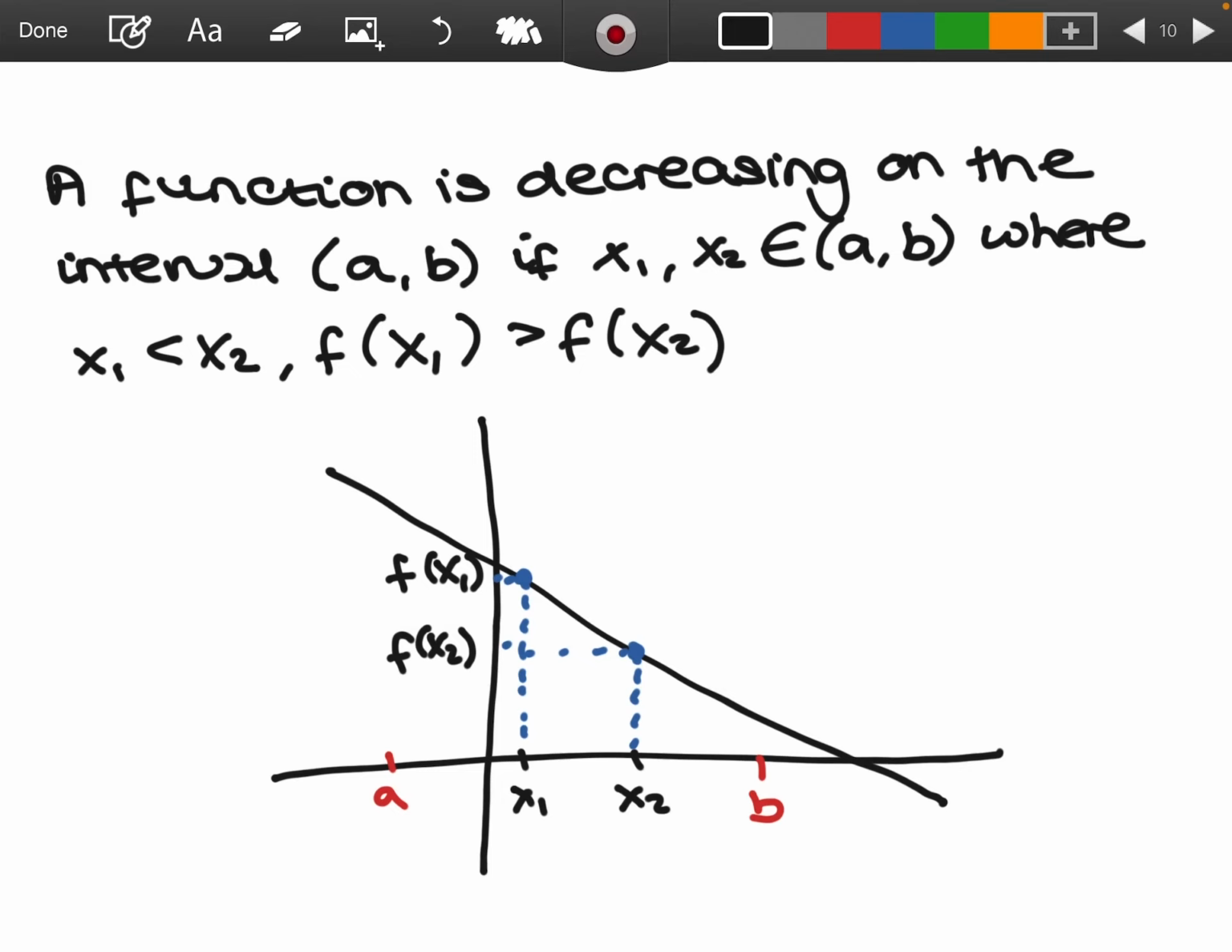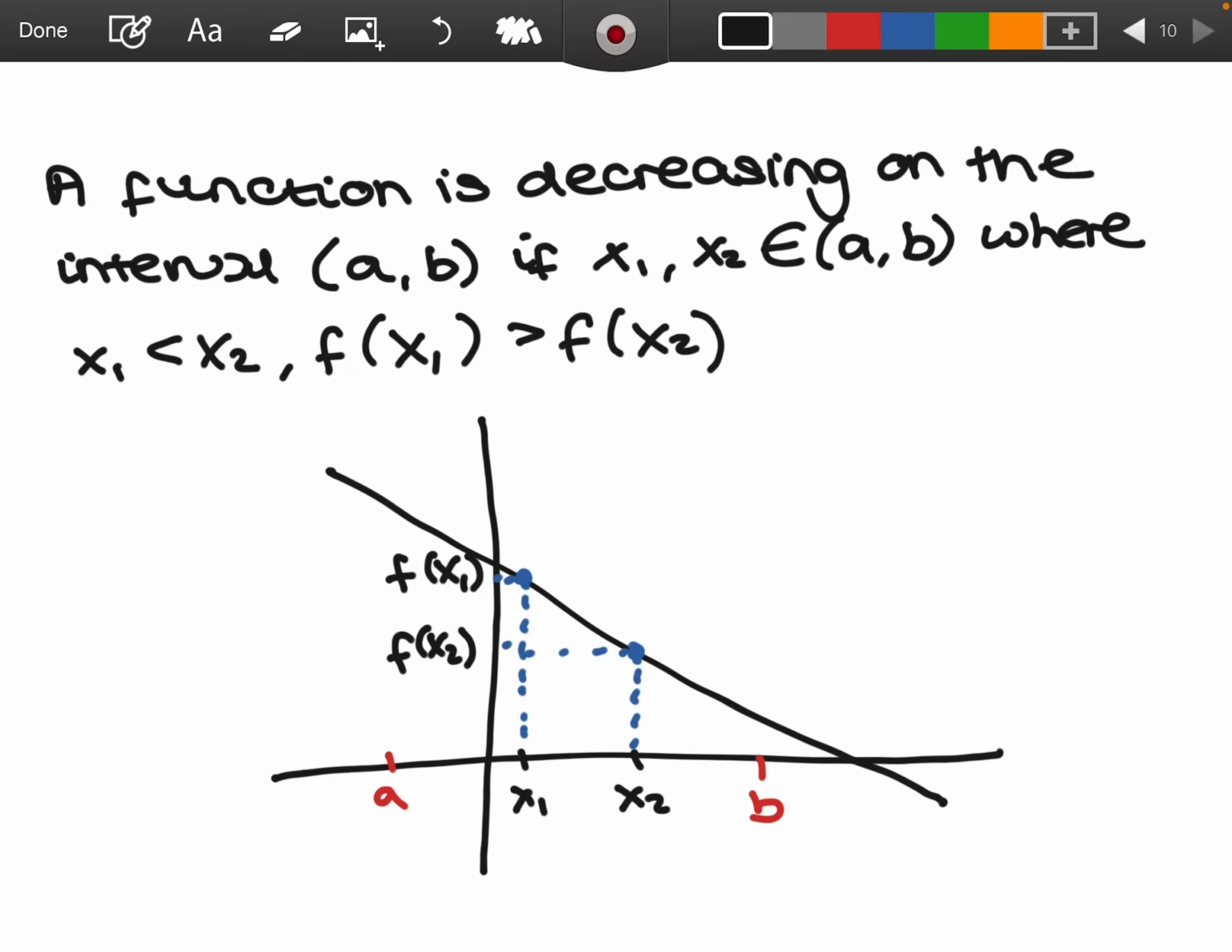x2. That tells me that if I can do this for any x1 and x2 in that interval AB, such that x1 is less than x2, and I find that the function value of x1 ends up being greater than the function value of x2, and that happens for all x1 and x2 that satisfy these properties, then I have a decreasing function on that interval. Again, we can see this from our line: your function value decreases as x increases.